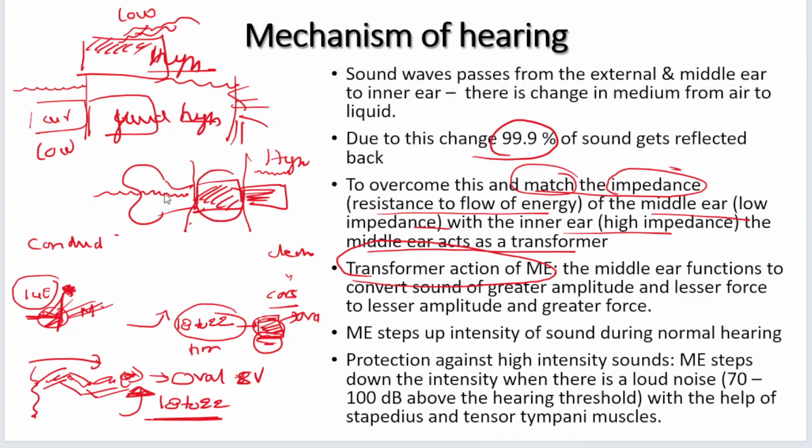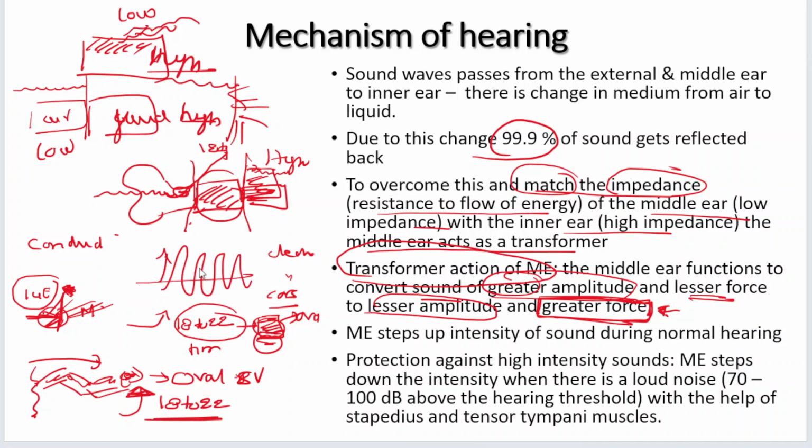So the middle ear is basically taking this sound energy, increasing it 18 to 22 times, and presenting it to the inner ear fluids, and thus it is able to convert sound of greater amplitude and lesser force to that of lesser amplitude and greater force. It is increasing the force of the sound. This is what you have to remember. It is converting sound of greater amplitude. Amplitude is this one, right? From the baseline, how much it is going up. So it converts sound of greater amplitude and lesser force to lesser amplitude and greater force.